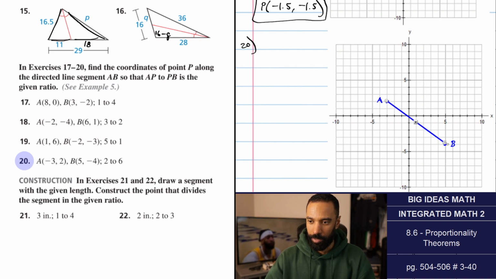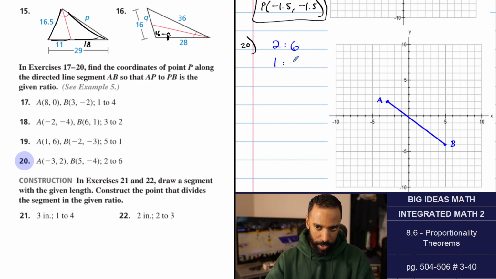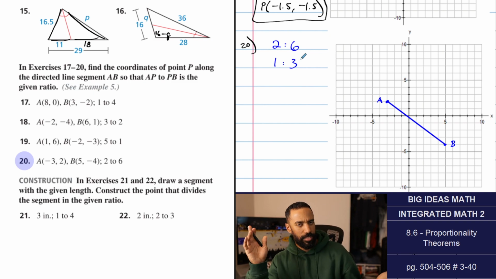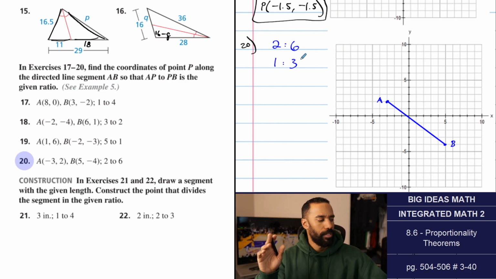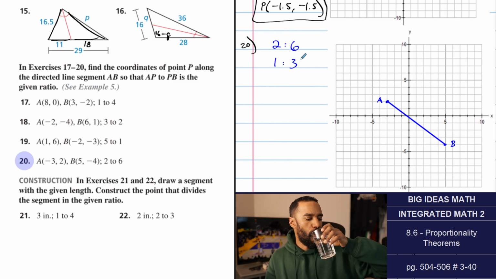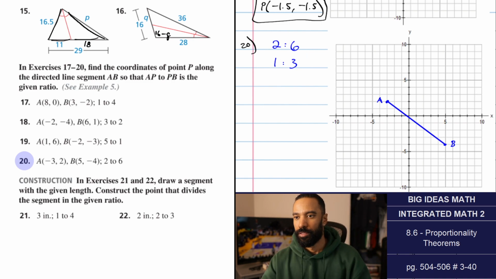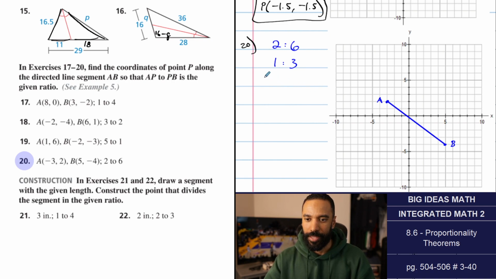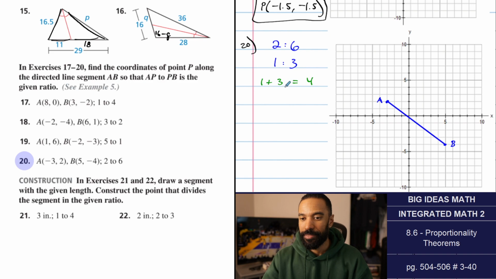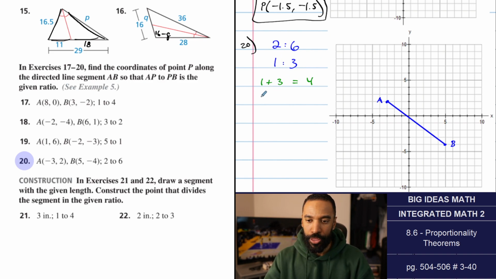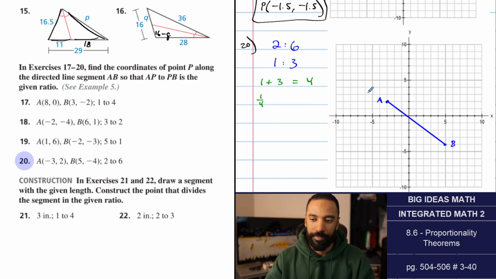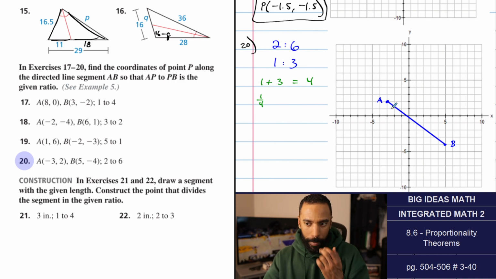Okay. Here's our segment. The ratio is 2 to 6. The 2 to 6 also means 1 to 3, right? A ratio is a fraction, so I divide those by 2. Now, 1 on one side and 3 on the other side. 1 plus 3 is 4, or 2 plus 6 is 8. We're going to go 1/4 of the way to B from A.